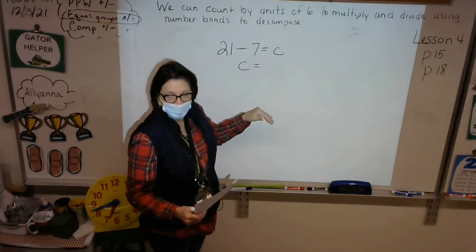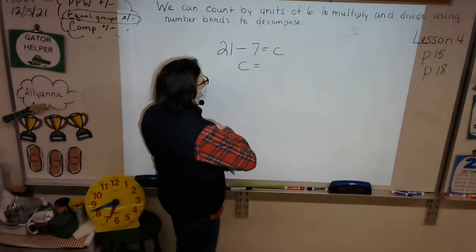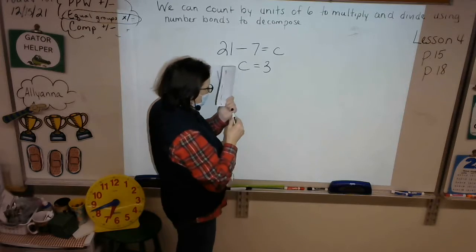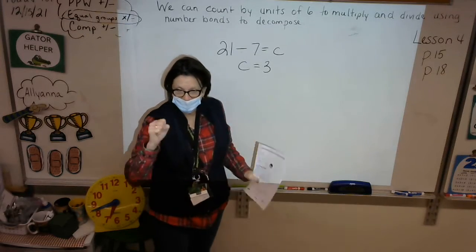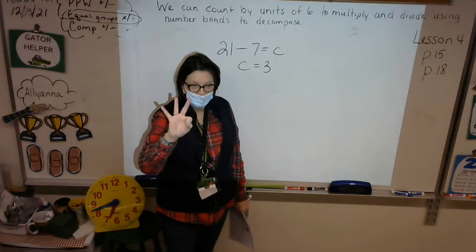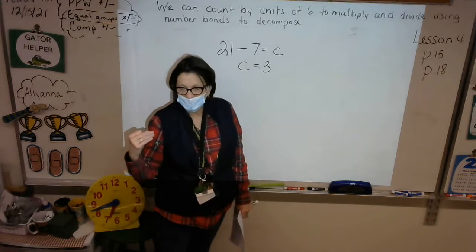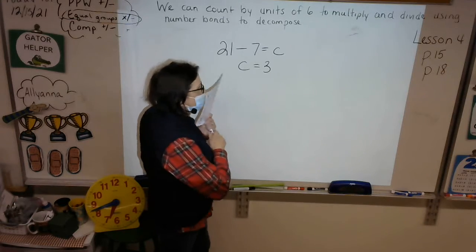Okay? So what does C equal, class? C equals 3. How did we get that? We got that by skip counting by 7s. 7, 14, 21. We got 3 fingers. We stopped and we got 21. C equals 3. Let's try another one.